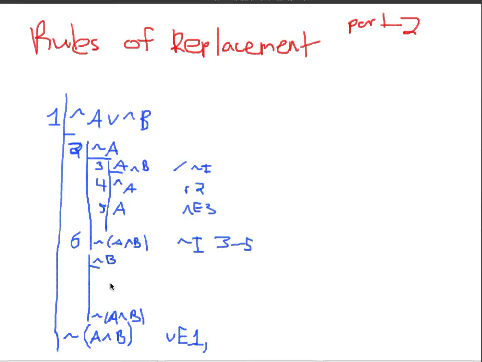Okay, and so now we're done with this subderivation. Now we actually just have to do it again down here. So we're going to use the same strategy. We're going to say, okay, since we have a negation out front, we're going to assume the opposite. So we're going to assume A and B, and we're going to try to derive a contradiction.